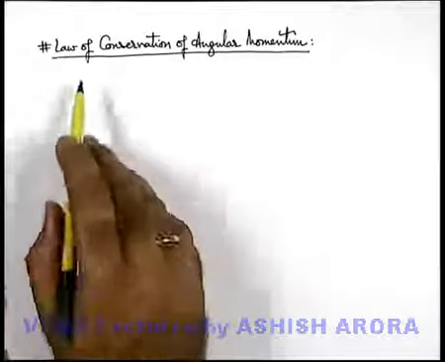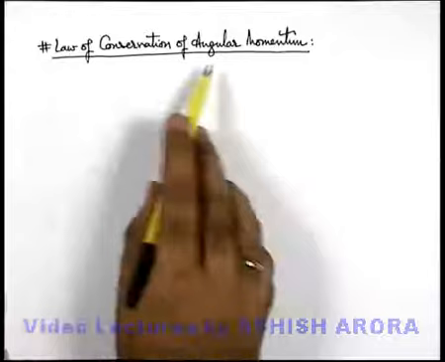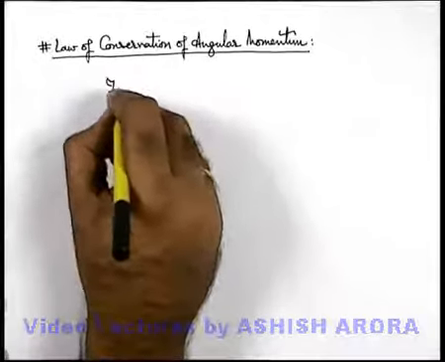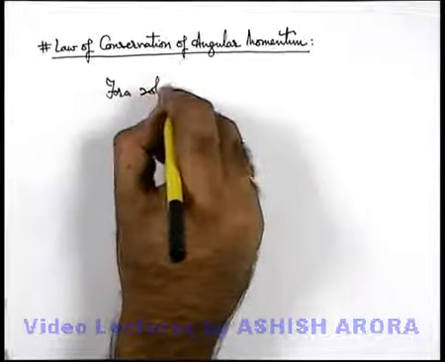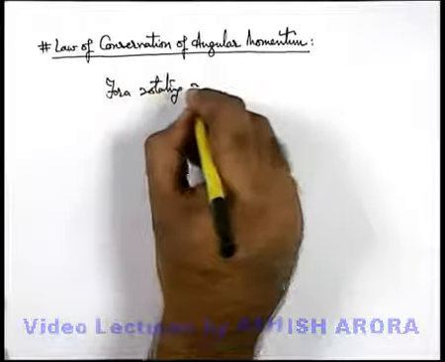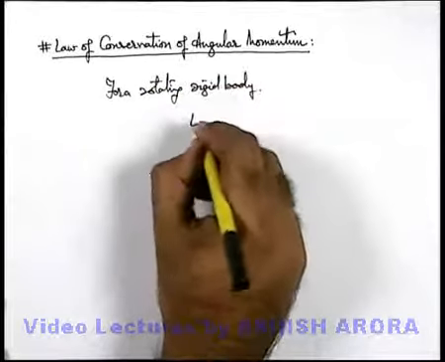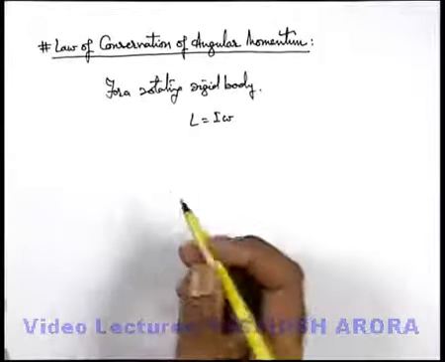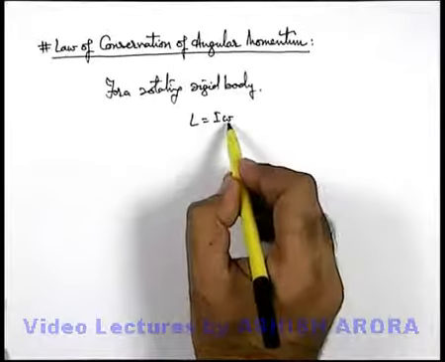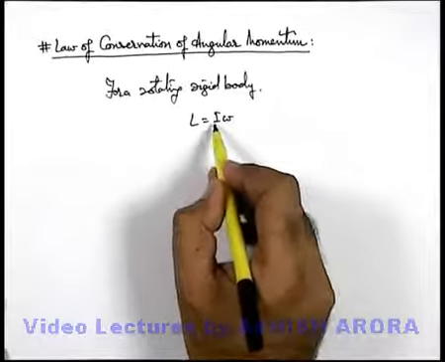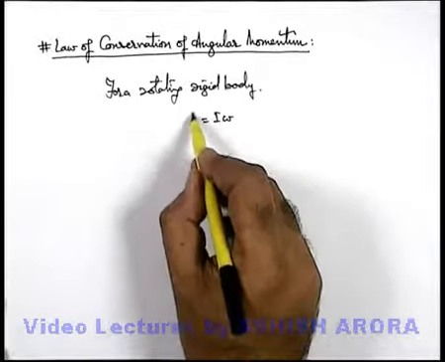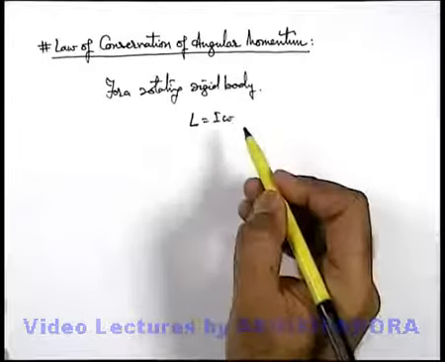Now we'll start with the concept of the law of conservation of angular momentum. As we know, for a rotating rigid body, angular momentum is given as I omega. For a rotating rigid body which is rotating with an angular speed omega, whose moment of inertia is I, you can write its angular momentum to be given by I omega.